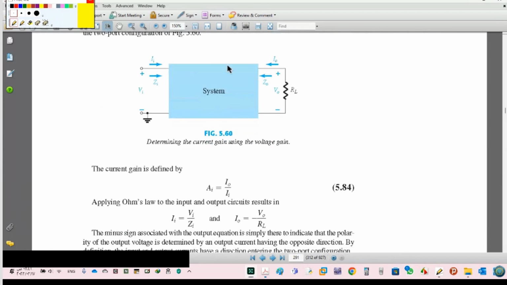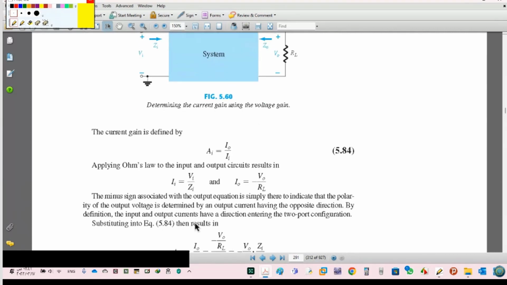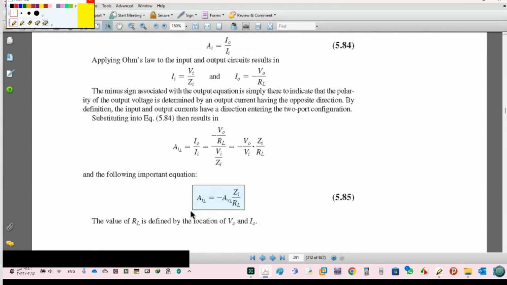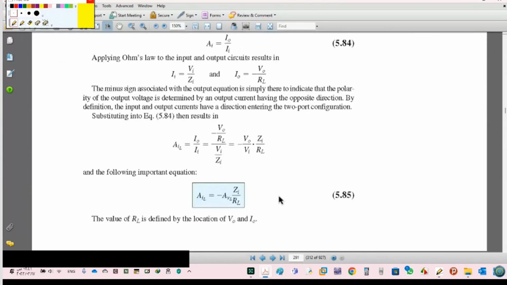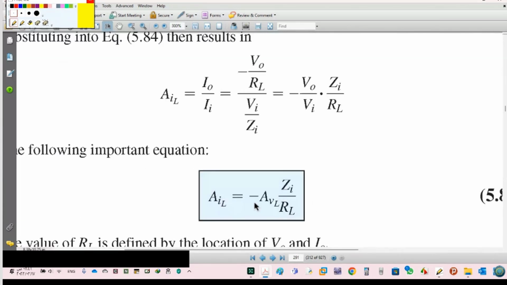Okay, let's see now how we can calculate AI. AI is IO over II. IO is VO over RL. II is VI over ZI. Now let's take the ratio. AI here, as you see, is minus. As I told you before, every time we have a flip, either in current or in volt. So AI is minus AVL ZI over RL, and this is memorization for the exam. You have to know this.